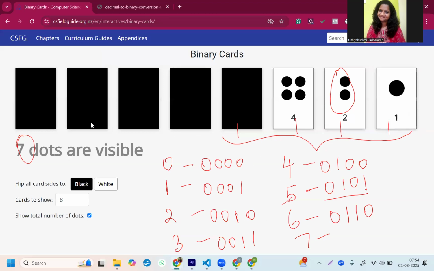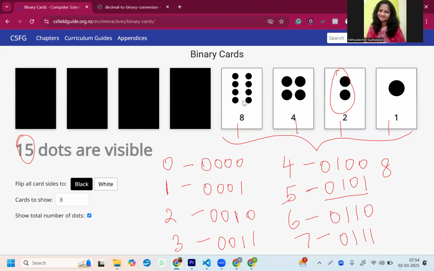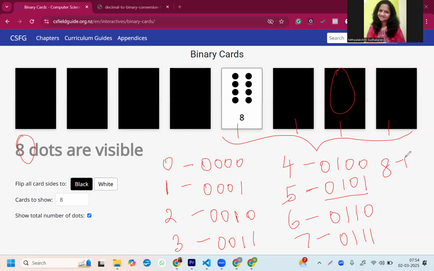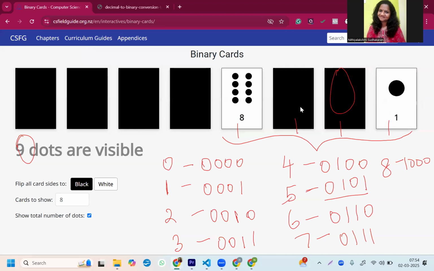And for 7, it will be 0111. This is 7. Then 8: open the first card alone, so that is 1000. This card can be opened to have 8. And 9 will be 1001.